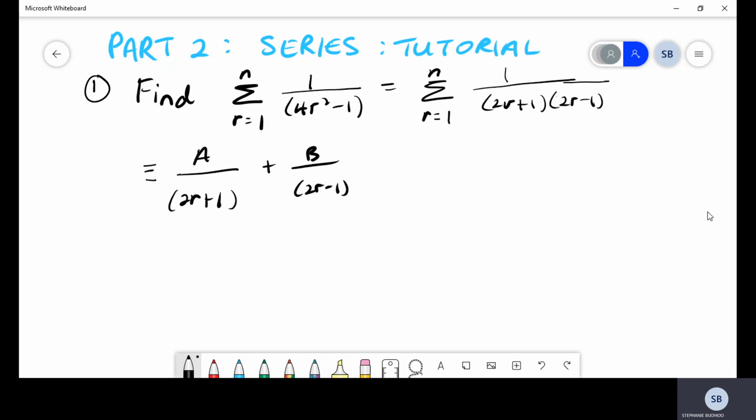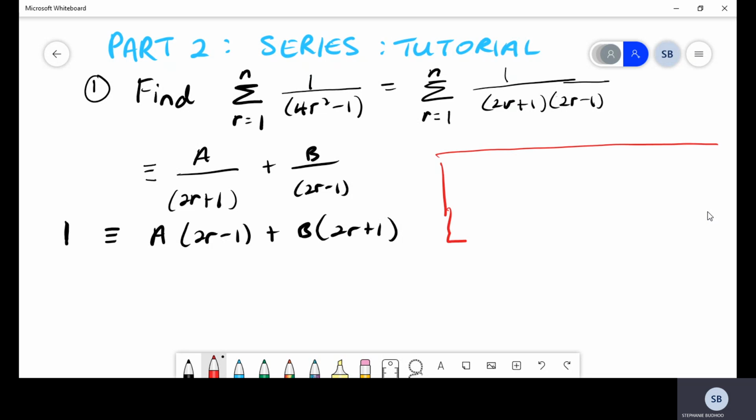Multiplying across, you get 1 is equivalent to A(2r minus 1) plus B(2r plus 1), a simple cross multiplication. Now we solve for A and B by substituting values at which these factors go to 0. So 2r plus 1 goes to 0 when r has a value of negative 1/2. So when r is negative 1/2, we substitute it into our equation.